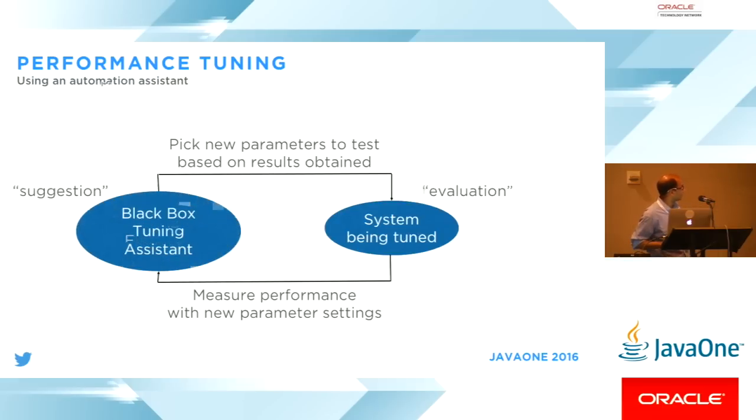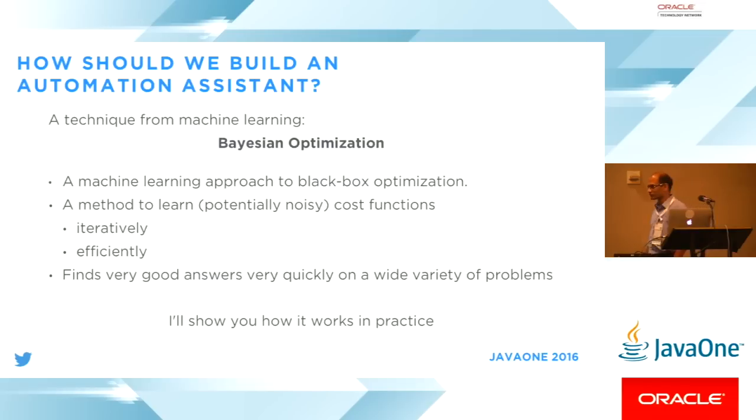Maybe I have a black box tuning assistant. Instead of my running the experiment evaluation, the black box tuning assistant will suggest a set of parameters to try, and then the system being tuned will run with that set, which we call an evaluation. Based upon the results obtained, the black box tuning assistant might analyze this, look at the history of the results obtained so far, and make a new suggestion. And this is precisely what my colleague Alex is going to describe in the next few slides.